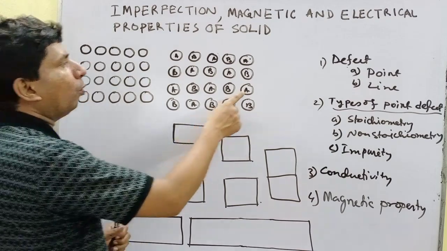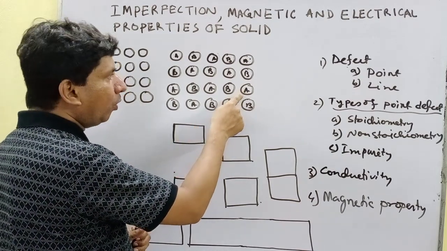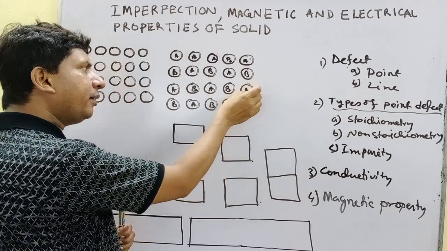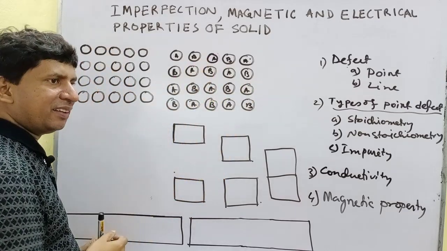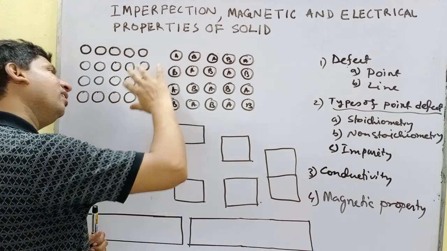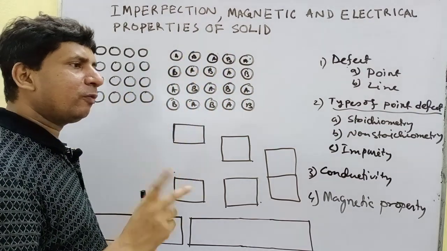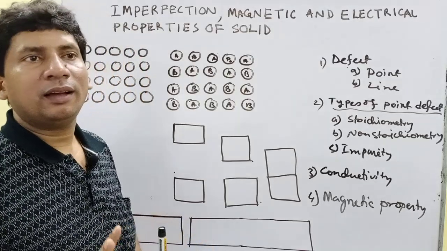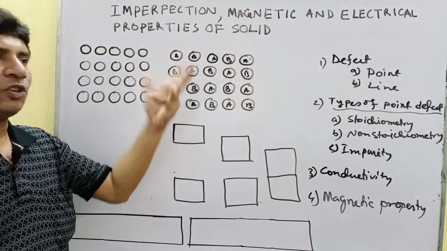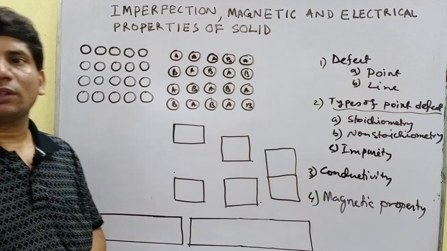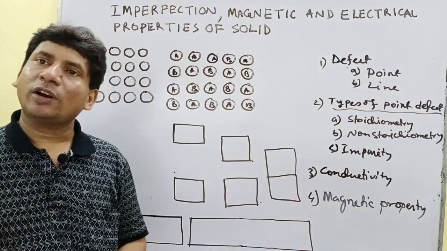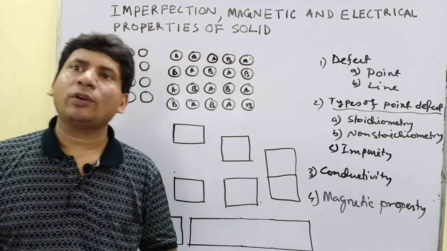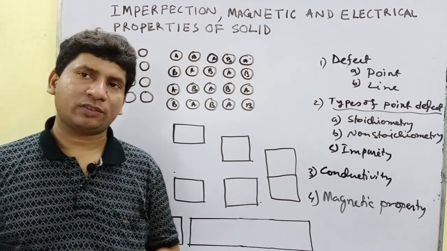If one A is missing from this point and this A is found here, then again the total number of A by total number of B remains the same ratio. So this is the stoichiometric defect, and it is also known as a thermodynamic defect.